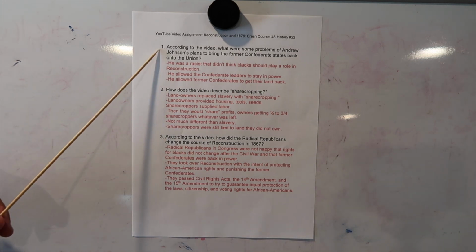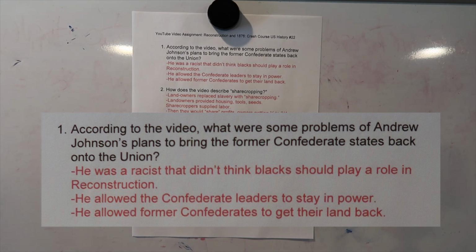According to the video, the question says, what were some problems of Andrew Johnson's plans to bring the former Confederate states back into, not onto, the Union? And the answer that I'd like you to get and write down, check your answers. He was a racist who didn't think Blacks should play a role in Reconstruction, so obviously he didn't care too much about the newly freed slaves.